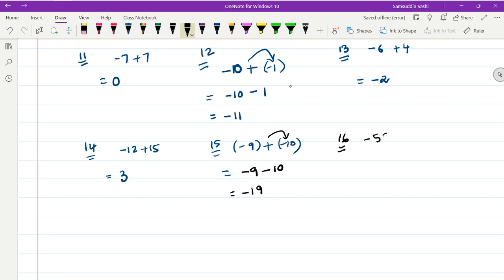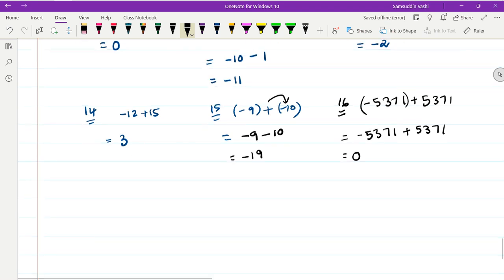Then 16. Negative 5371 plus, okay, that was in bracket, 5371. So I have borrowed 5,371 and I paid back how much? 5,371. Did I pay exactly the same amount? Yes. So my balance is 0, right? Okay.